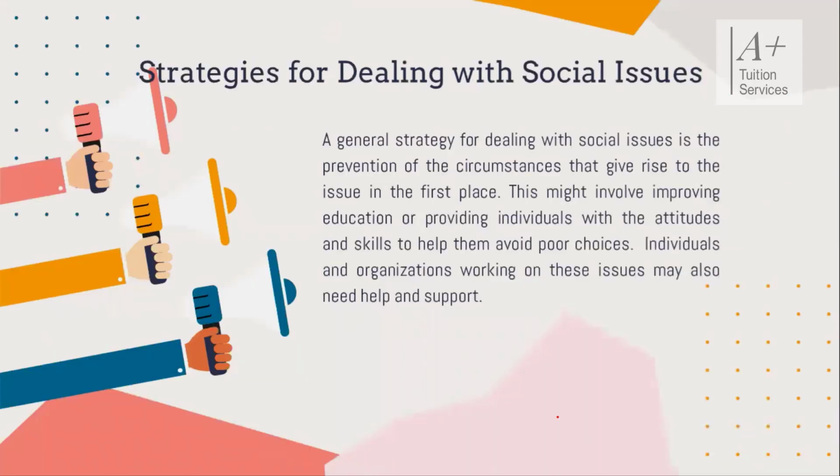So now we look at the strategies for dealing with these social issues, right? We went through a plethora of social issues that affect society, and for each one you need to have a general comment on it and understand how it affects the family. A general strategy for dealing with social issues is the prevention of the circumstances that give rise to the issue in the first place. This might involve improving education or providing individuals with the attitudes and skills to help them avoid poor choices. Individuals and organizations working on these issues may also need help and support.